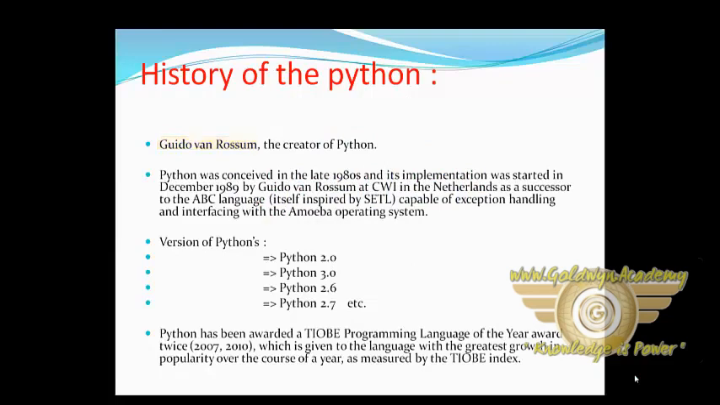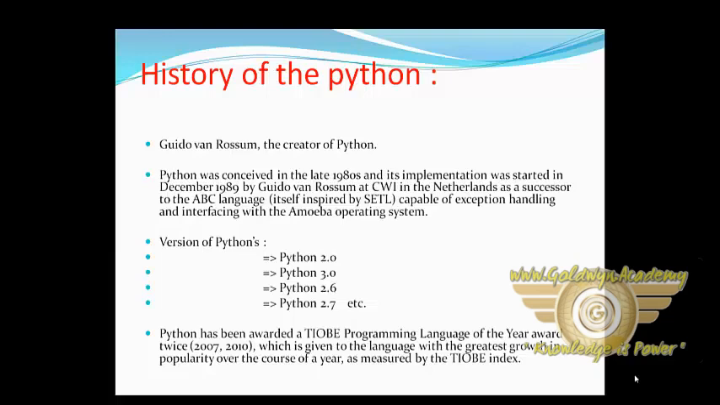Python was conceived in the late 1980s and its implementation was started in December 1989 by Guido at CWI in the Netherlands as a successor to the ABC language, itself inspired by SETL, capable of exception handling and interfacing with the Amoeba operating system. Different versions of Python language like Python 2.0, Python 3.0, Python 2.6, Python 2.7 and many more.